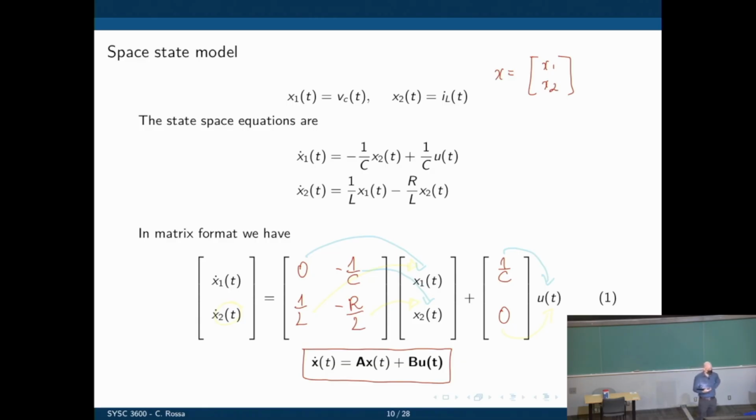Okay, and that's the way you're going to define the state variables from now on. Any questions? No?